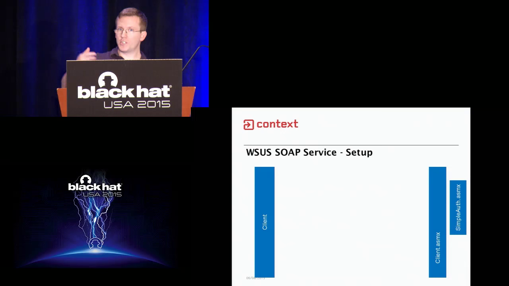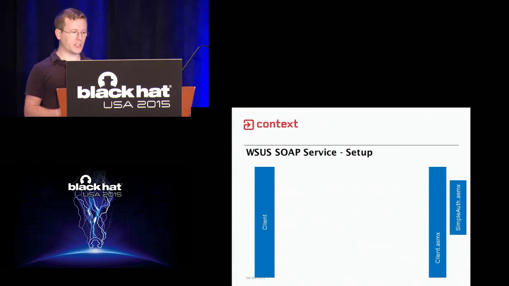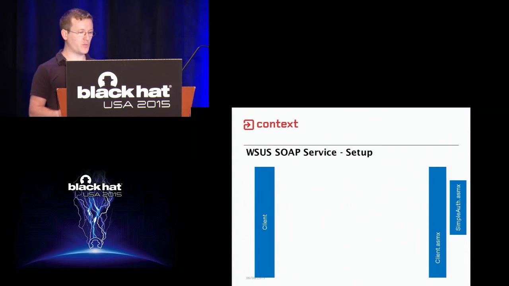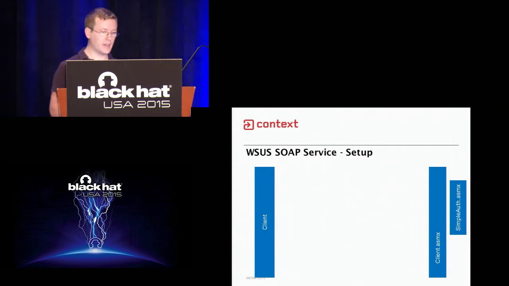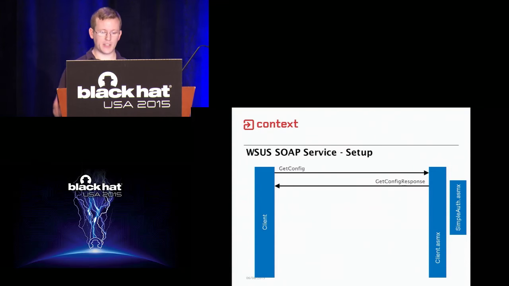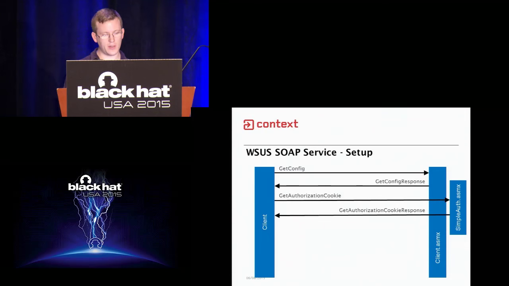So first of all, we're just going to have a look at the kind of sequence of SOAP calls that happen when Windows Update talks to the WSUS server. And this is largely similar to what happens with normal Windows Update if you're not using WSUS. So first of all, there's a bunch of calls which are used to set up the connection. And these normally just happen once. So there's get config, and it returns some config data.